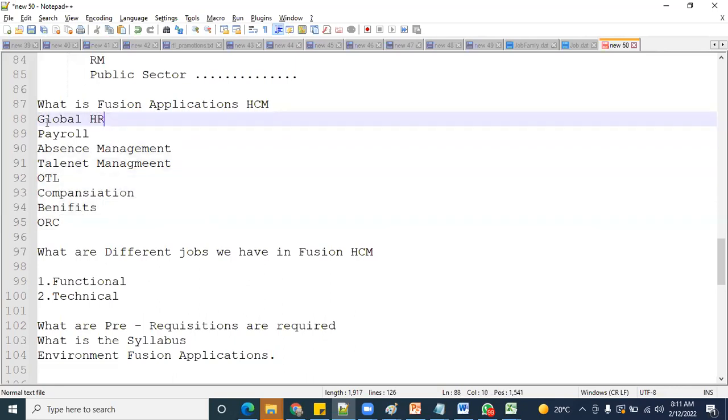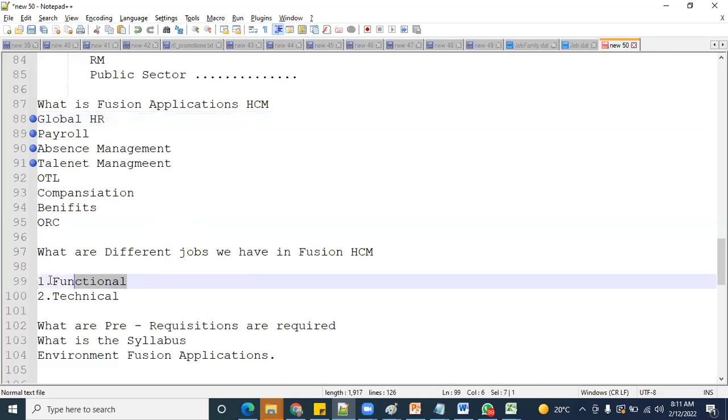Okay. So global HR is mandatory, everybody has to learn and be master in that. Then after that, payroll and options and talent. These 4 modules we are going to learn in our course. As I said, functional and technical.